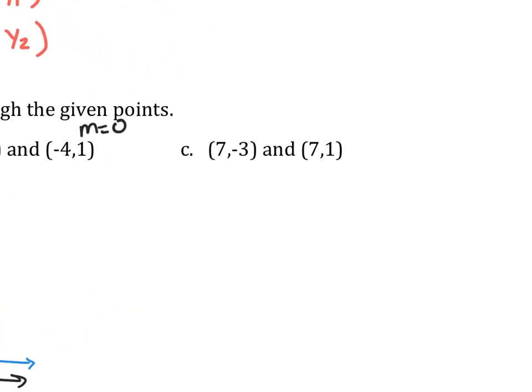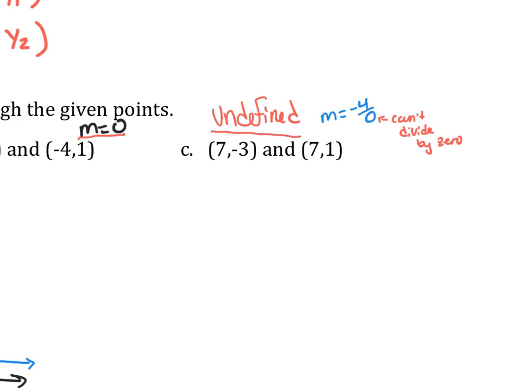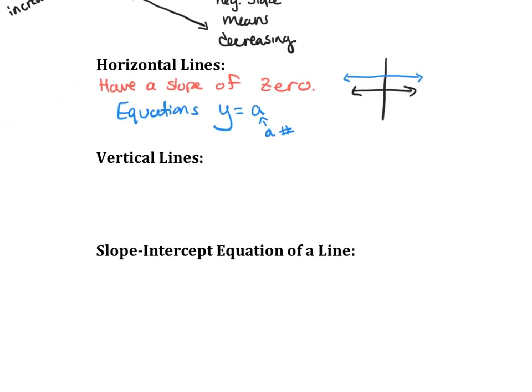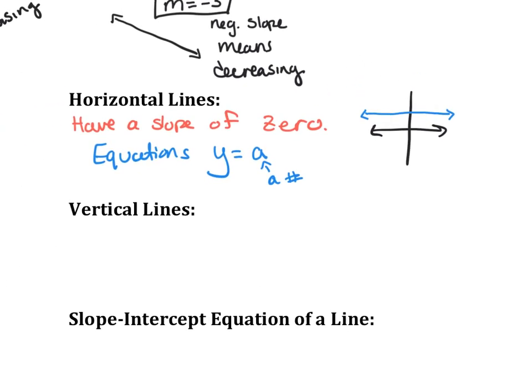Whereas with letter C, you ended up with negative 4 over 0, or 4 over 0, depending on which points you did first. But here we can't divide by 0. Which means that this slope is undefined. Okay, so there's a difference between a slope of 0, which is when 0 is in the numerator, and an undefined slope, which is when 0 is in the denominator. And so when we have an undefined slope, that is a vertical line.